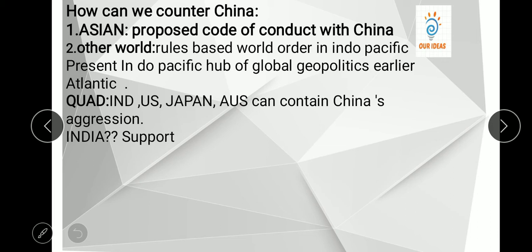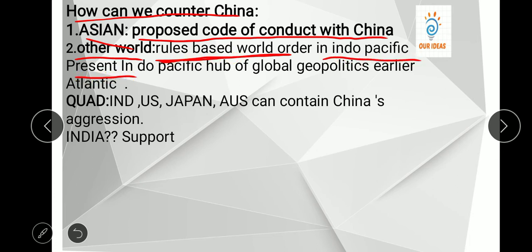And how can we counter China? This is the biggest question, the way forward. So ASEAN, what is ASEAN doing? It proposed a code of conduct to be followed with China, on how to contain China from its aggression. And what can the rest of the world do? It can establish a rule-based world order in the Indo-Pacific Ocean.